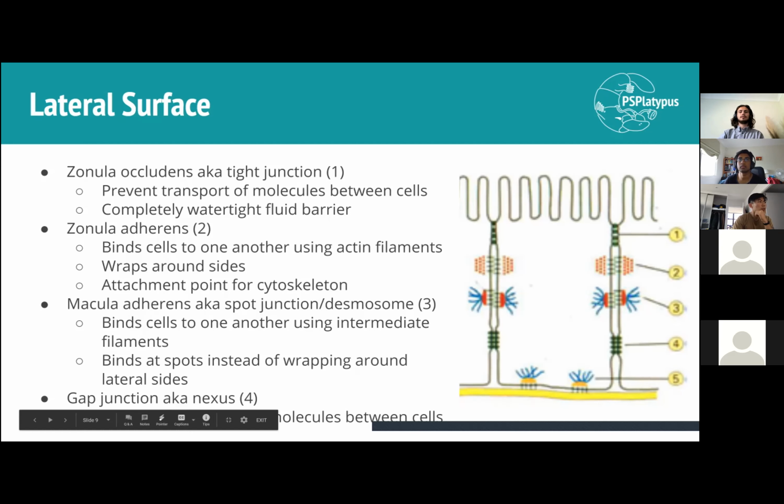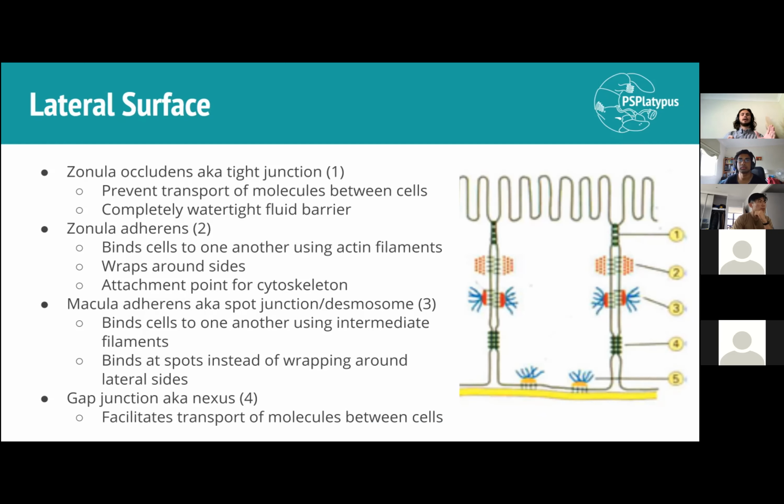And a gap junction, which is also known as a nexus, that actually helps transport. So it's sort of the opposite of a zonular occludens, if you think about it. I mean, that's depicted in 4 here on the diagram. It facilitates transport between cells. So it's sort of like a passageway, a tunnel between cells.